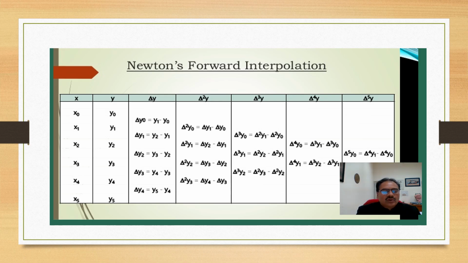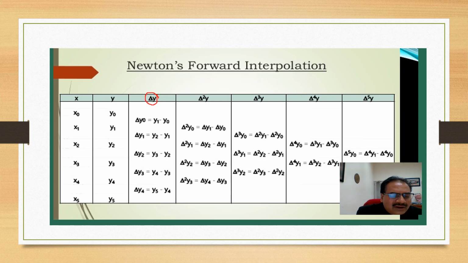First, the set of values of x and y will be given. Here you may assume x0, x1, x2, x3, x4 and x5. It means there are 6 sets of values, with corresponding values y0, y1, y2, y3, y4, y5. I have already said x1 means x0 plus h, x2 means x0 plus 2h, x3 means x0 plus 3h, x4 means x0 plus 4h, and x5 means x0 plus 5h. With the help of x0 and spacing, you can get these.